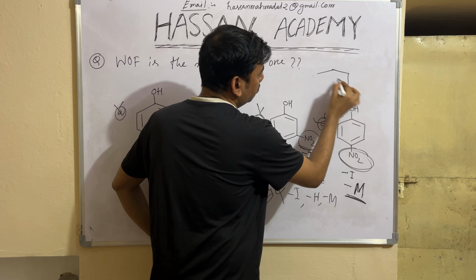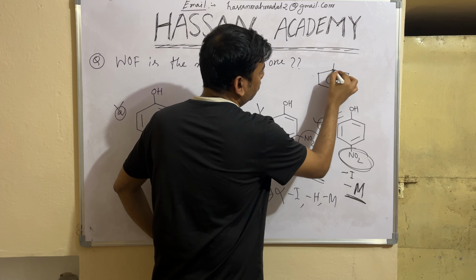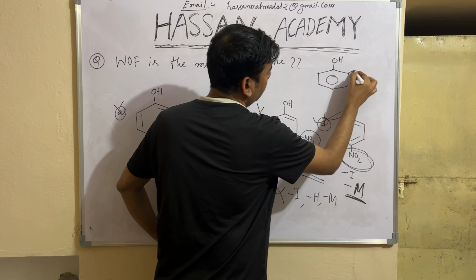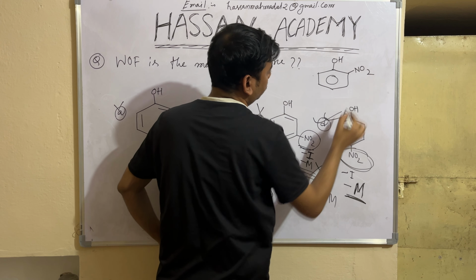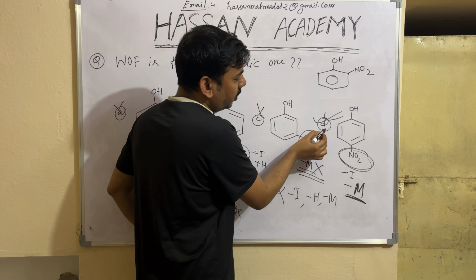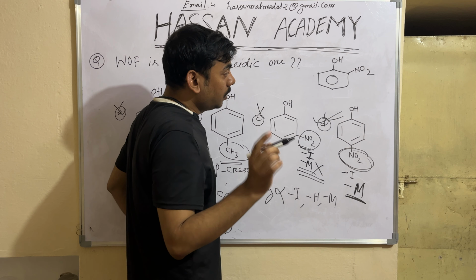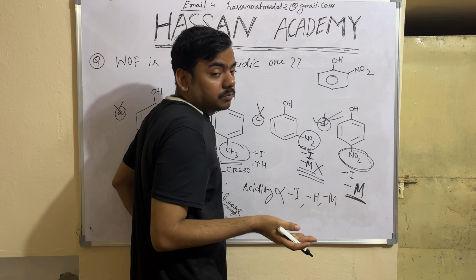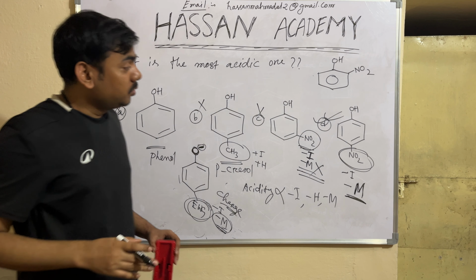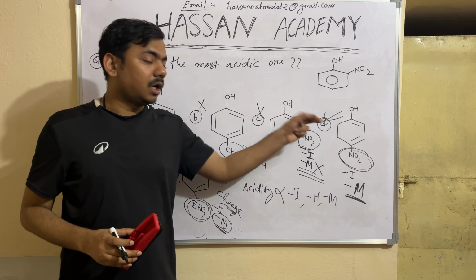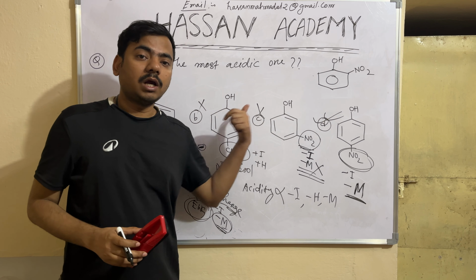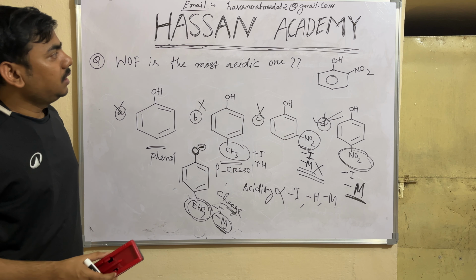Now I am giving you one homework. I am giving you OH and NO2 here, orthonitrophenol. So you have to tell whether para-nitrophenol or orthonitrophenol, which one is more acidic, and you have to write the reason why it is more acidic. That is your homework. You try to solve it. If you are not able to write, if you don't know the answer, you write in the comment section. I will explain in the next video.